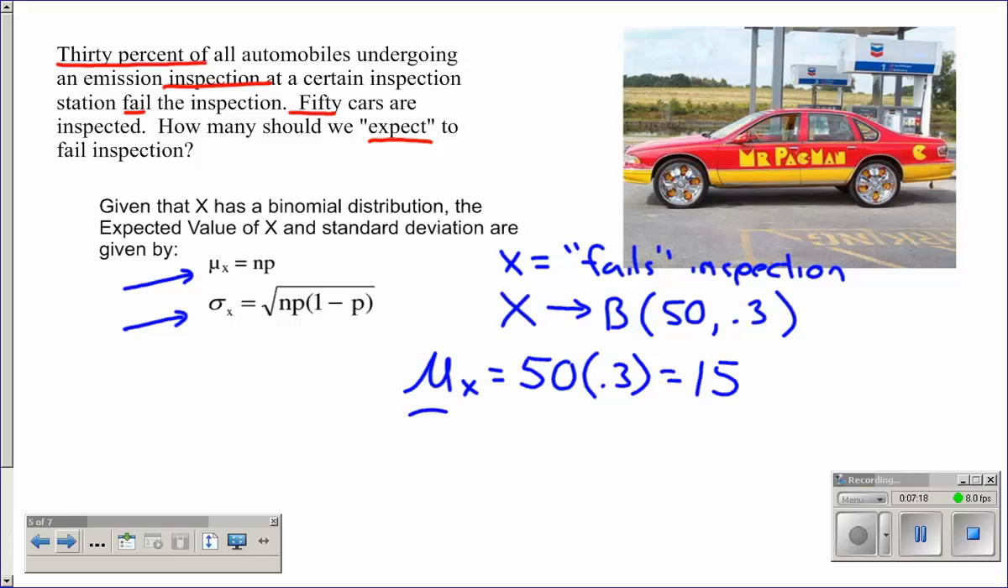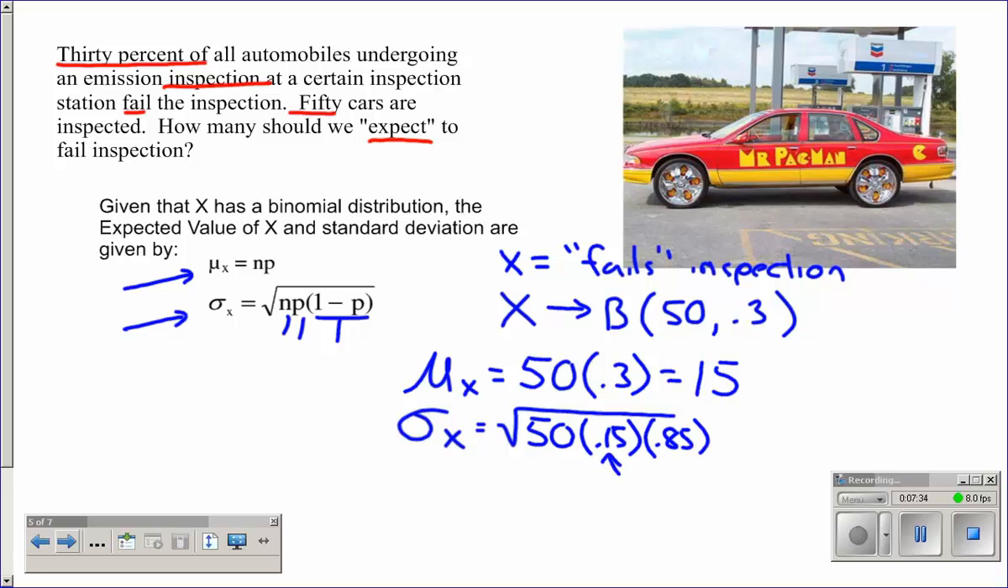How about the standard deviation? Again, we're just going to use the formula that we're given. It's a square root. It is n times p times 1 minus p. Here n is 50, p is 0.15, and 1 minus p is 0.85. You notice these are just 2 numbers that have to add up to 1. Put those into your calculator. You see that the standard deviation comes out as 3.24. So in groups of 50 cars, on average, we should see 15 that fail inspection with a standard deviation of 3.24.